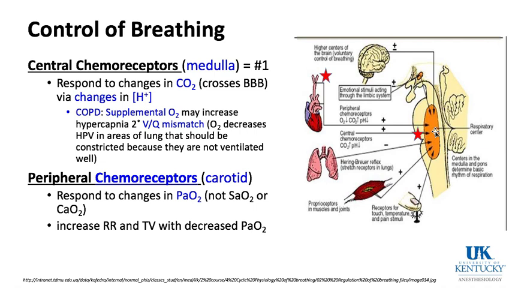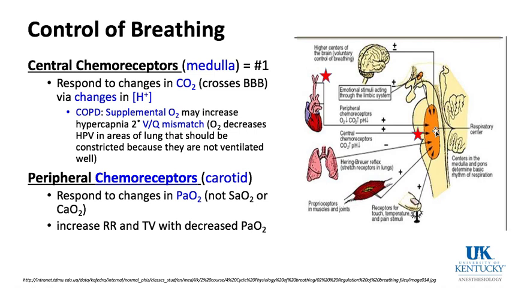So let's focus on the central chemoreceptor first in the medulla. It responds to changes in carbon dioxide. As your CO2 builds up, it crosses the blood-brain barrier, raises the hydrogen ion concentration about that respiratory center, and respiratory drive increases. In a COPD patient, if you give them supplemental oxygen, you can actually increase hypercapnia secondary to VQ mismatch. That's the mechanism for supplemental oxygen increasing the CO2 in a COPD patient, because oxygen decreases hypoxic pulmonary vasoconstriction in areas of the lung that should be constricted because they're not being ventilated well.